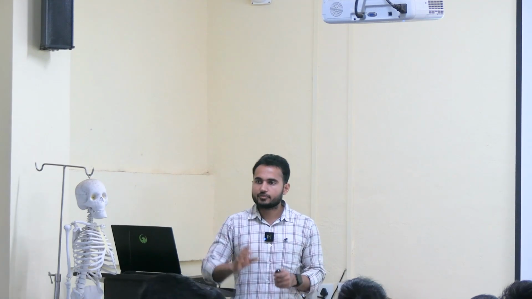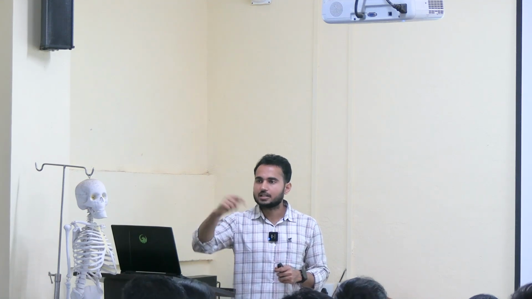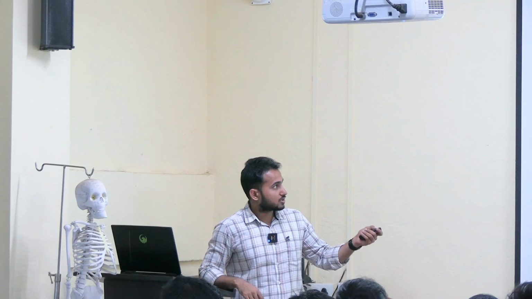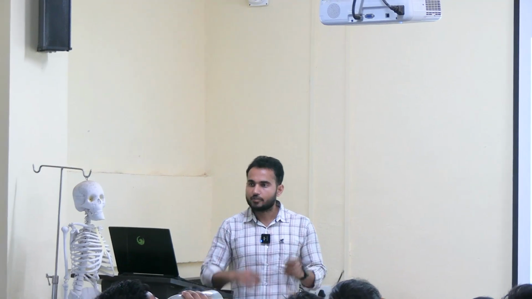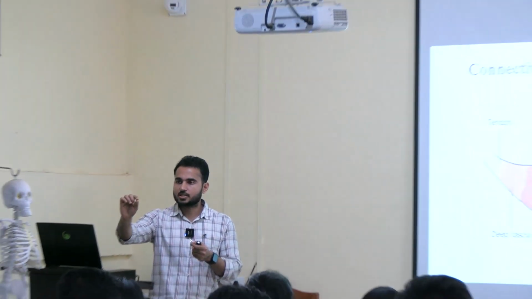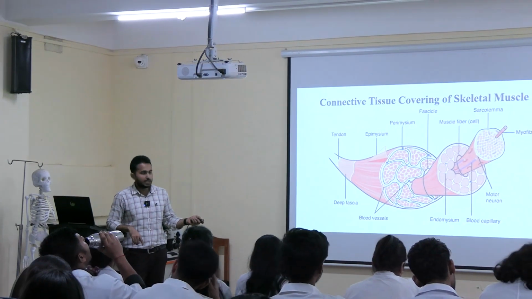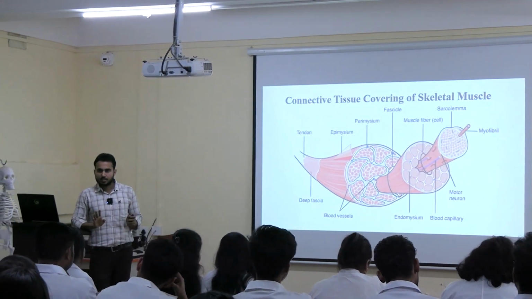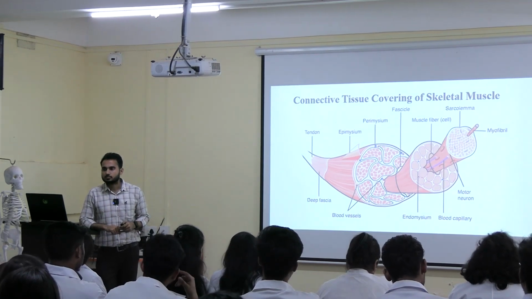Next, if you take one bundle where the muscle fibers are, that is also covered by a connective tissue covering called perimysium. From there, take one individual muscle fiber, that is also covered by a connective tissue covering, and that is called endomysium. Is it clear why this connective tissue covering is present?